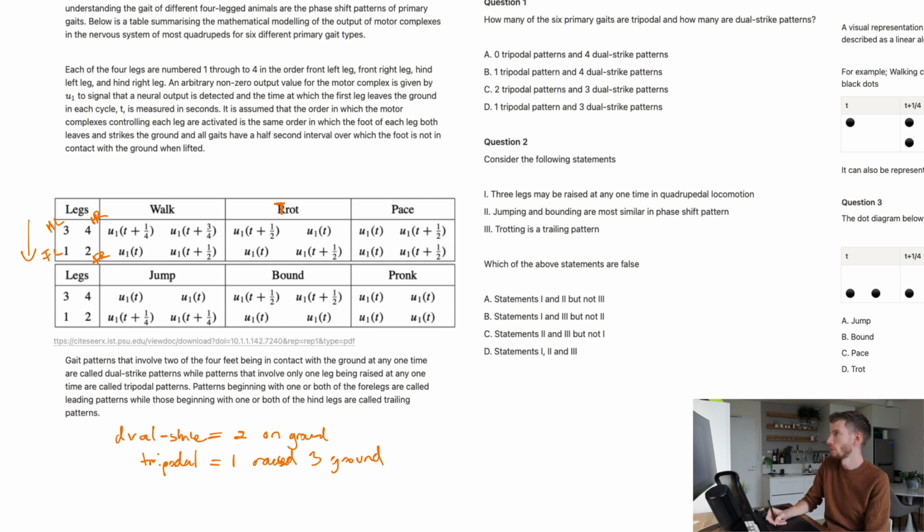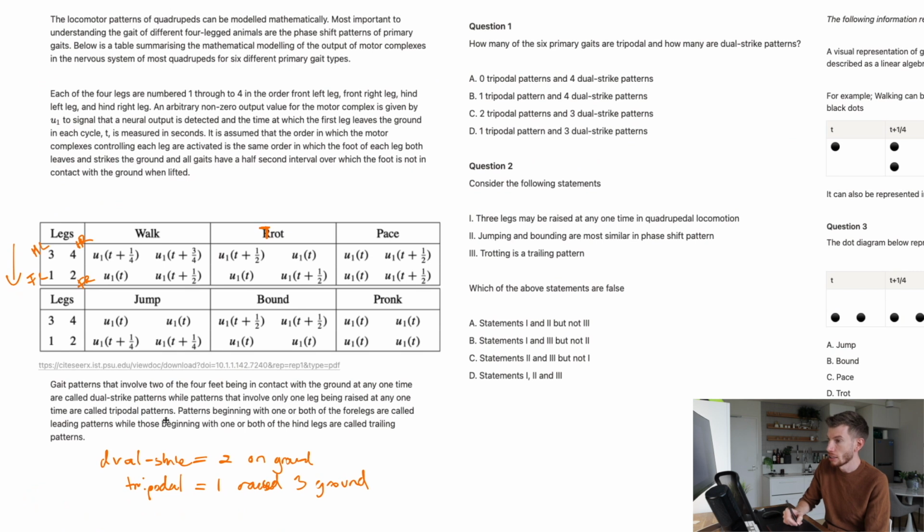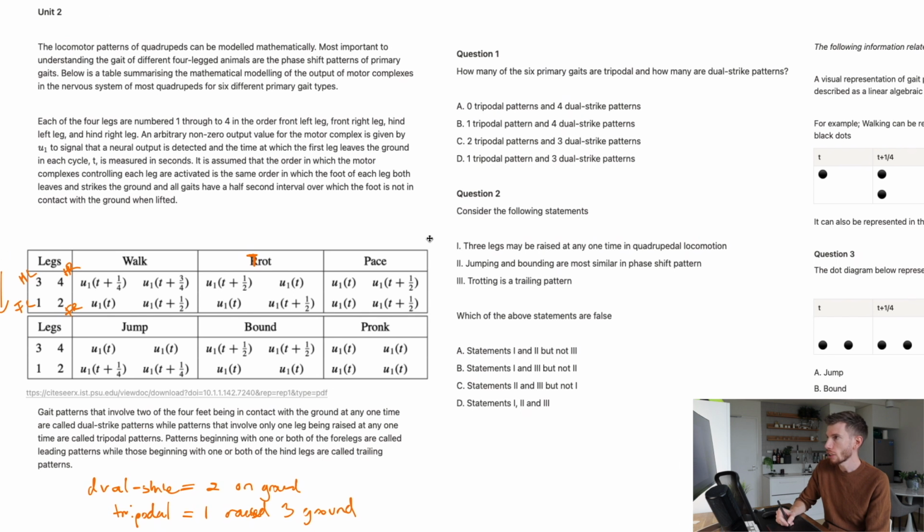There we go. Cool. And then, there's a little bit more that I put in. I forgot. Patterns beginning with one or both of the front legs are called leading patterns, while those beginning with one or both of the hind legs are called trailing patterns. These are not real terms. I've just made this up because I'm giving you a lot of different definitions that you have to kind of juggle. Again, you could write those down. I'd be pretty confident knowing, okay, they're pretty logical. Leading, front legs lead, trailing, back legs lead. Cool.